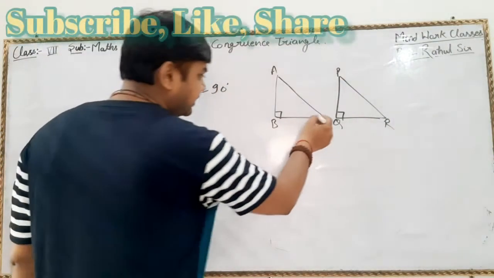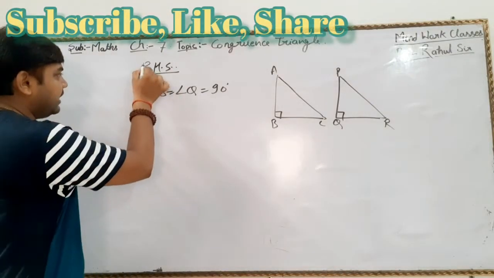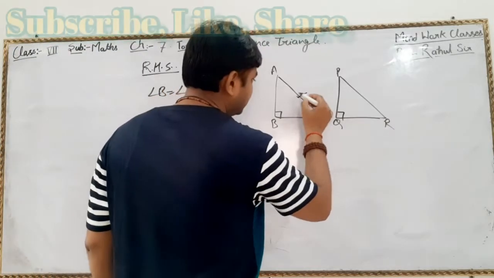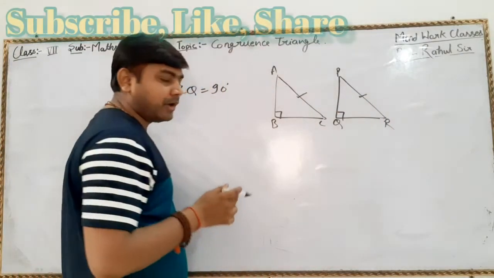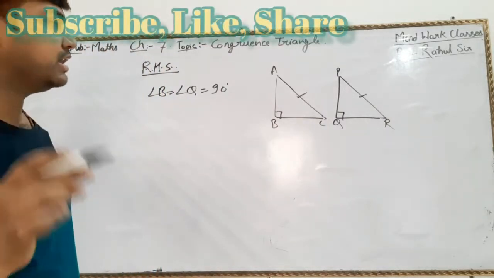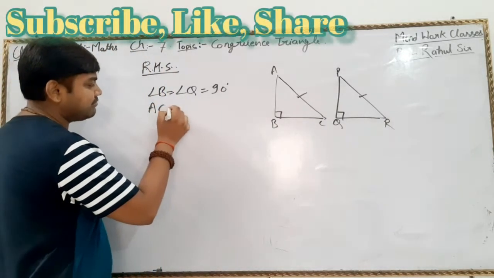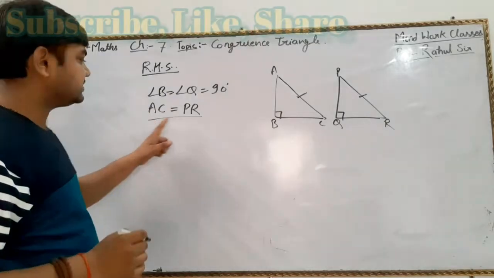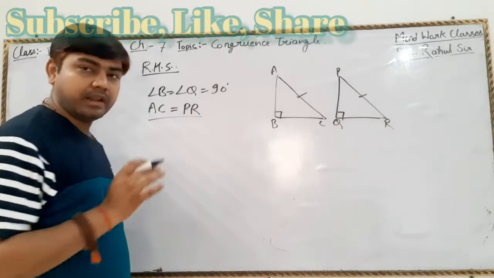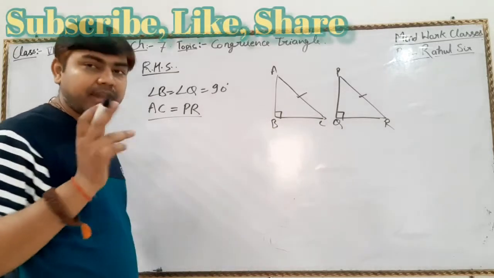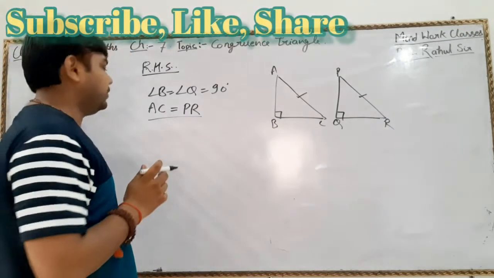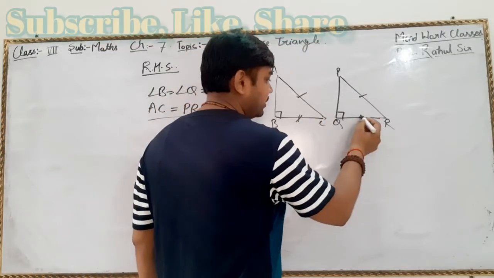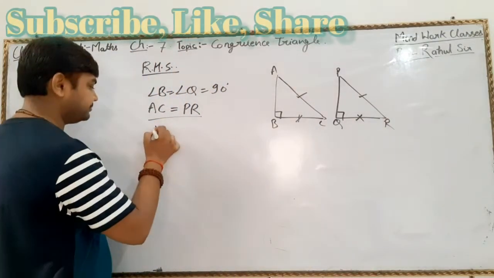Second thing, hypotenuse. H is hypotenuse. That means the hypotenuses of these two triangles must also be equal, that means AC must be equal to PR. Now the third thing is that one other side should also be equal, let us say BC is equal to QR.